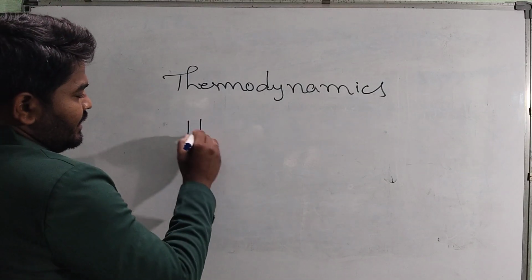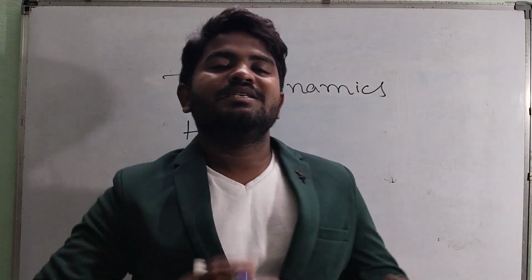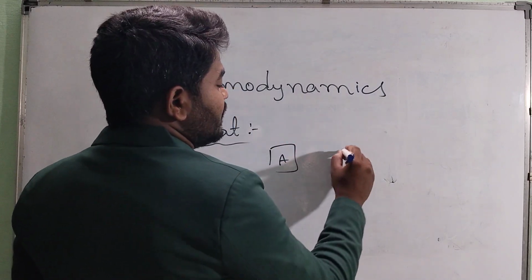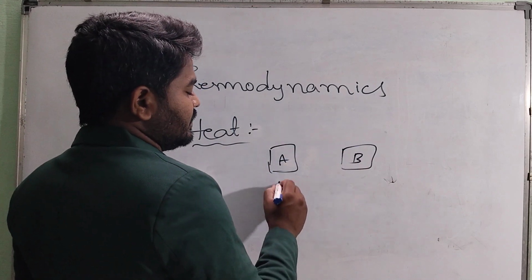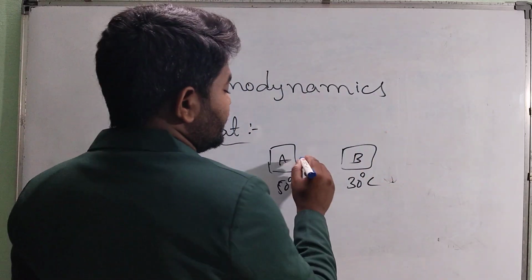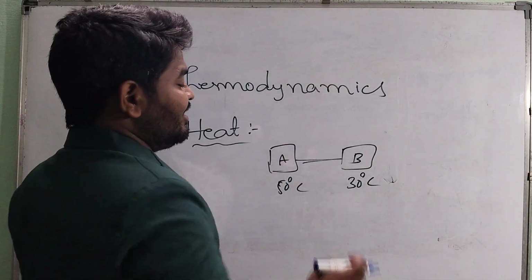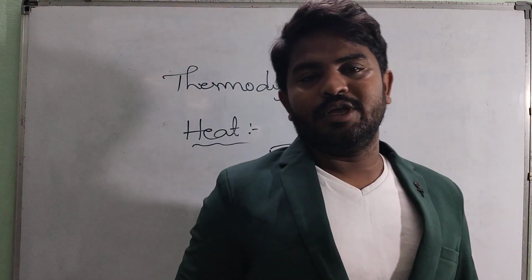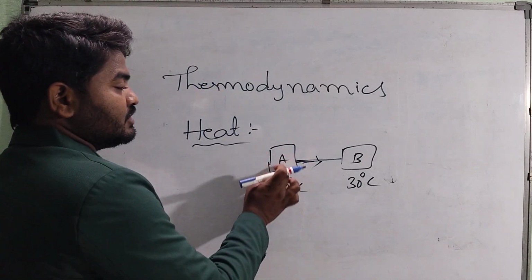First, heat, right? The first terminology is heat. Heat is a form of energy that always transfers from a body at high temperature to a body at low temperature, right? So here let us take two objects. One is at 50 degrees Celsius, another one is at 30 degrees Celsius. If they are in thermal contact, then the heat energy will flow from the high temperature body to the low temperature body.